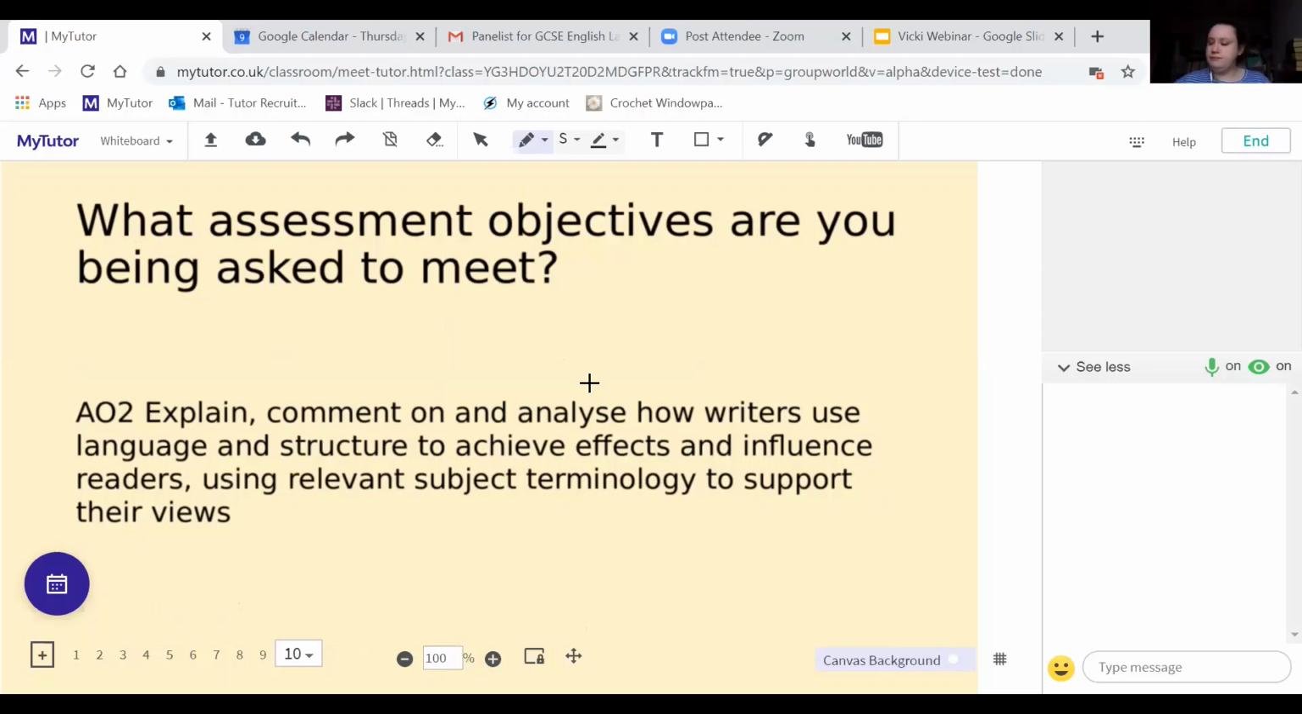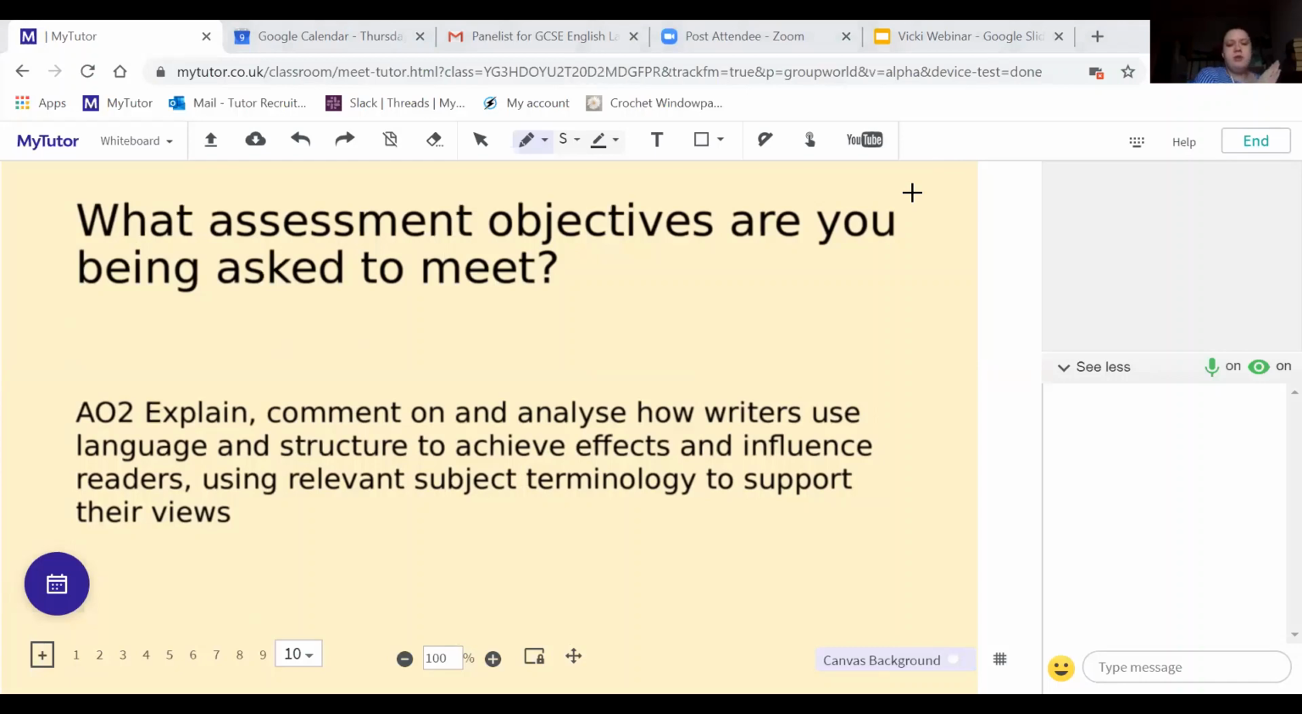I'm just going to have a quick look through Q&As. I don't know for OCR, I'm not familiar with it, I haven't taught it, so I'm unable to help you with that one.